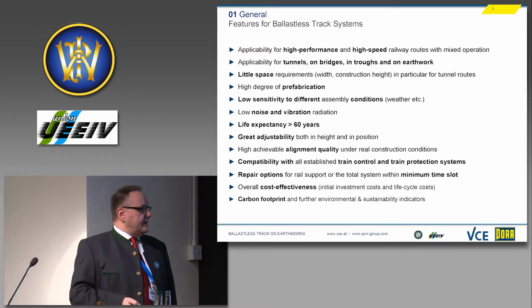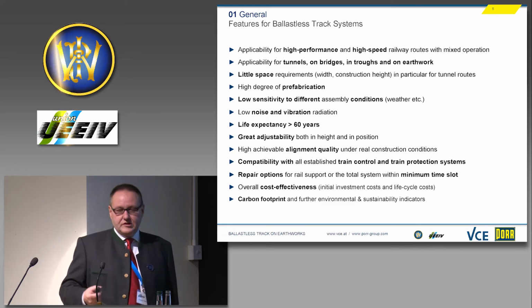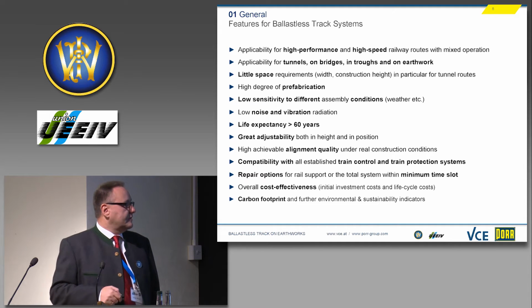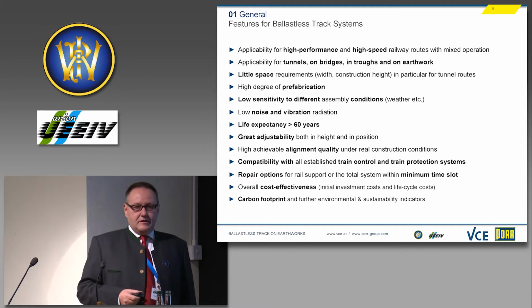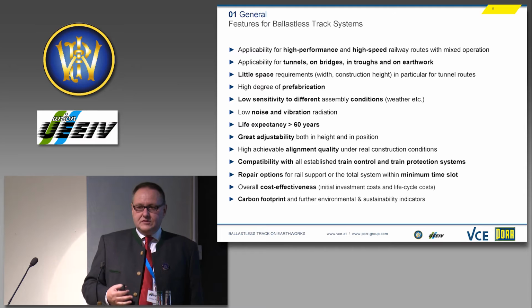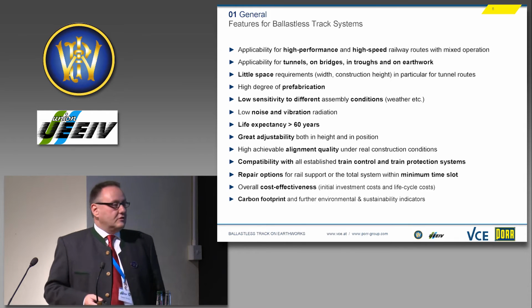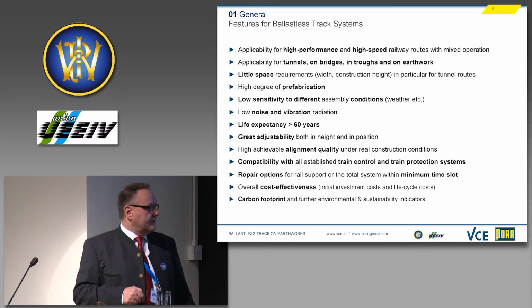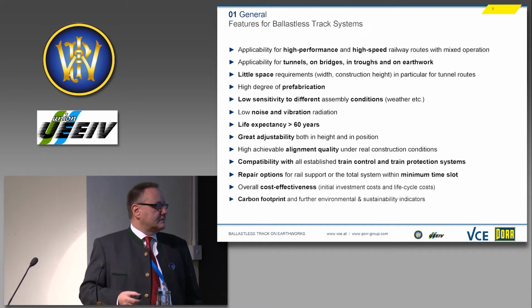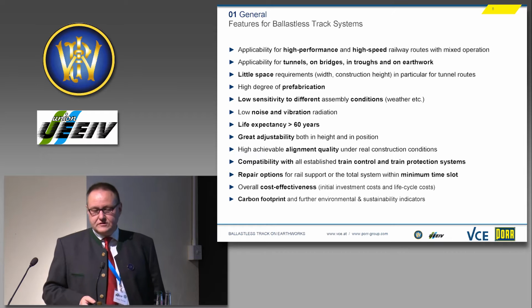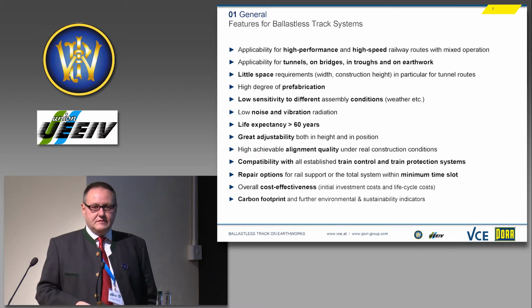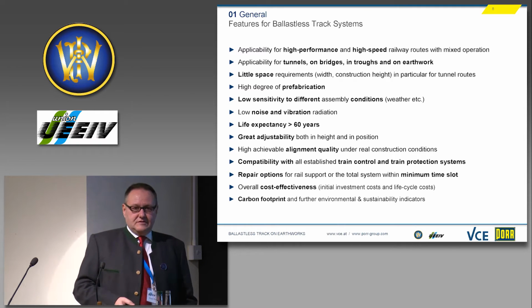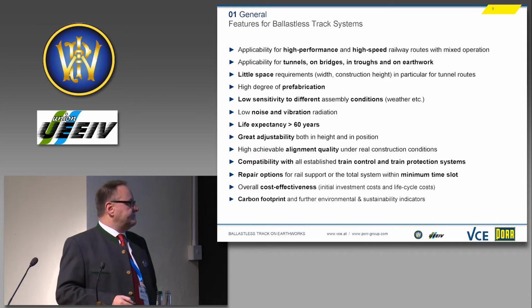What we want is a high alignment quality, the initial alignment quality, because we know that the better the initial alignment quality, the lower the dynamic forces on the system, which leads to a better long-term stability of the system. We need systems which are compatible with all kinds of train control and train protection systems, for example, ballastless, inductive, all systems.